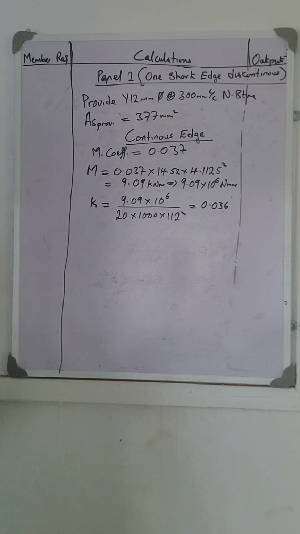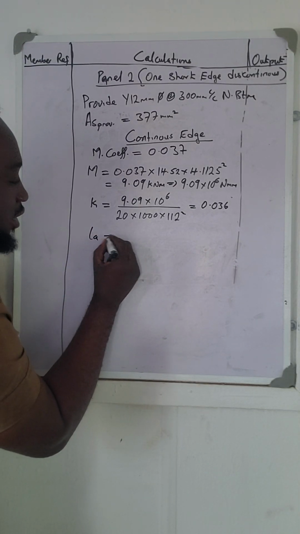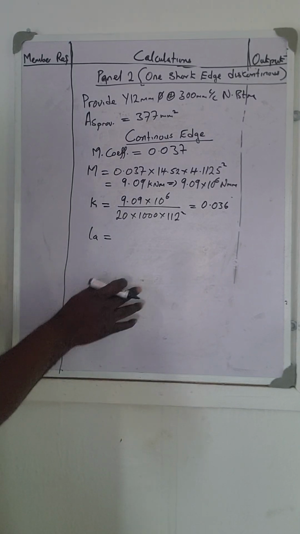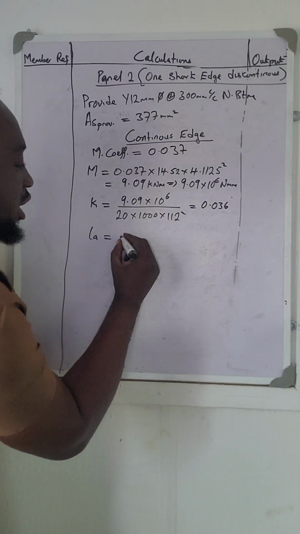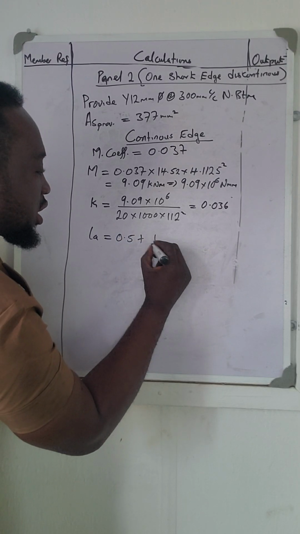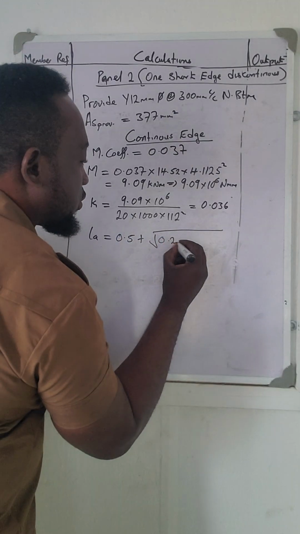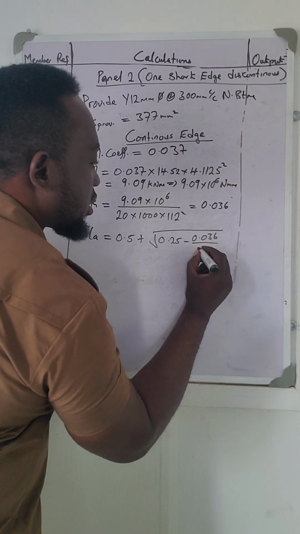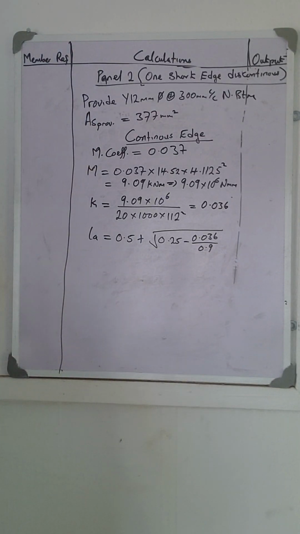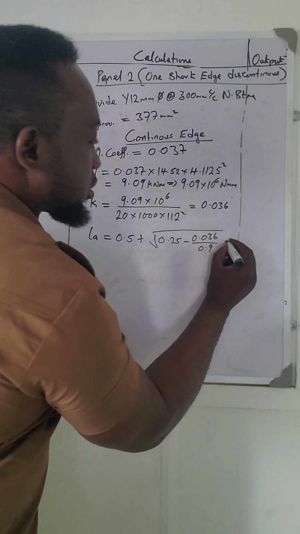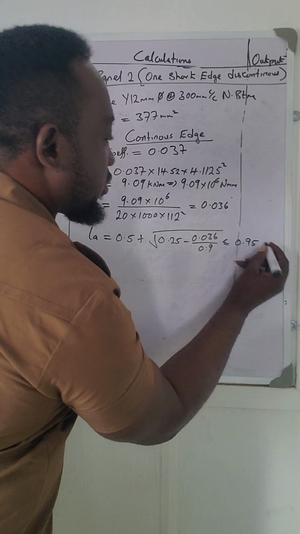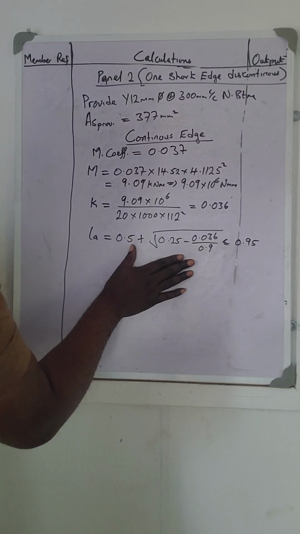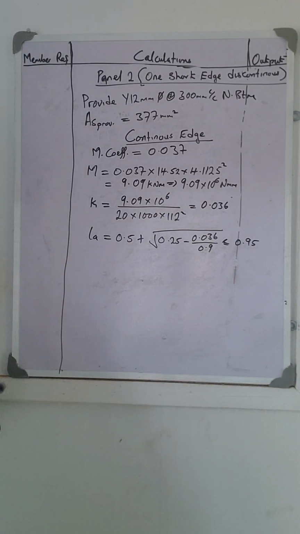What are we looking for next? The lever arm. We're going to get the lever arm before we can get Z. Lever arm is 0.5 plus square root of 0.25 minus our K, 0.036 over 0.9. This must be less than or equal to 0.95. Whichever is lesser, that's what we use. If this one is lesser, we use this. Let's compute again.